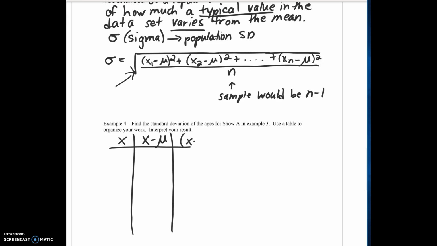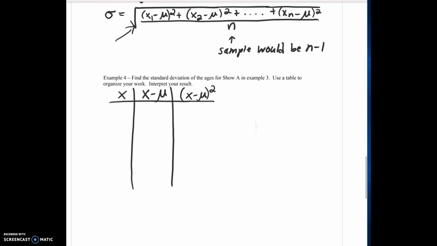And then we're going to square our answers here. Now when I do the subtraction, I actually just put positive answers since we're squaring it anyway, and you're not going to be tempted to put negative answers in that right column. So everything in the right column should be positive.